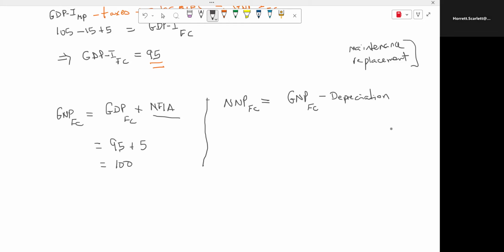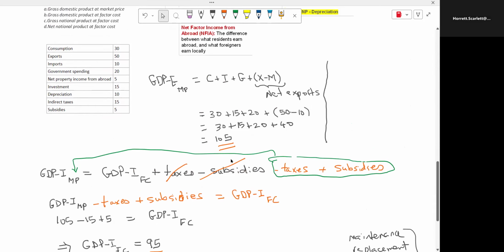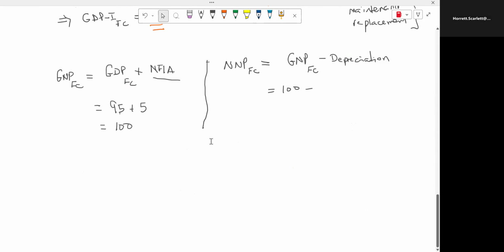So the money that is put aside for all of this is pretty much termed depreciation. So in order to find the net national product, we have the gross national product and we want to get rid of the depreciation. We know what the GNP is. It is 100. And from that, we want to get rid of the depreciation. So let's go back to our table. Depreciation is 10. So we're going to subtract 10 and we end up with 90 being our NNP, our net national product.